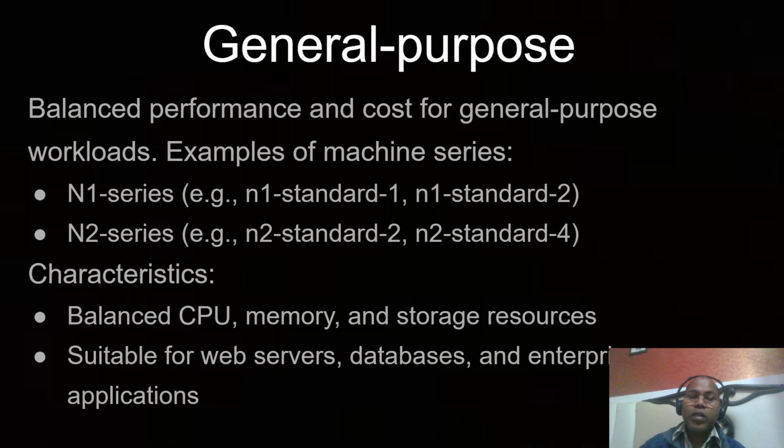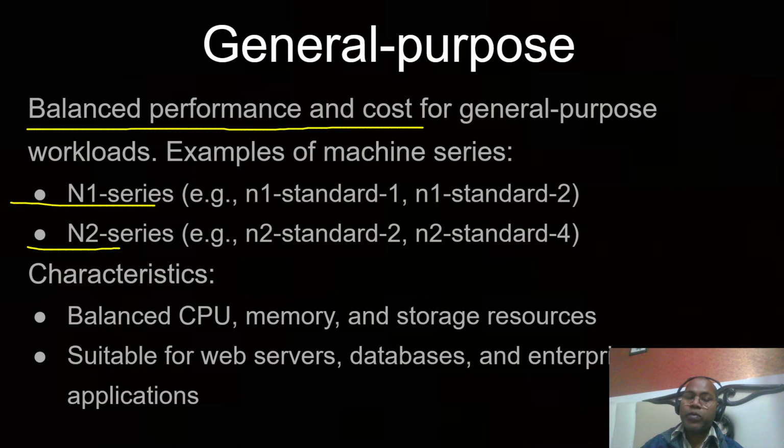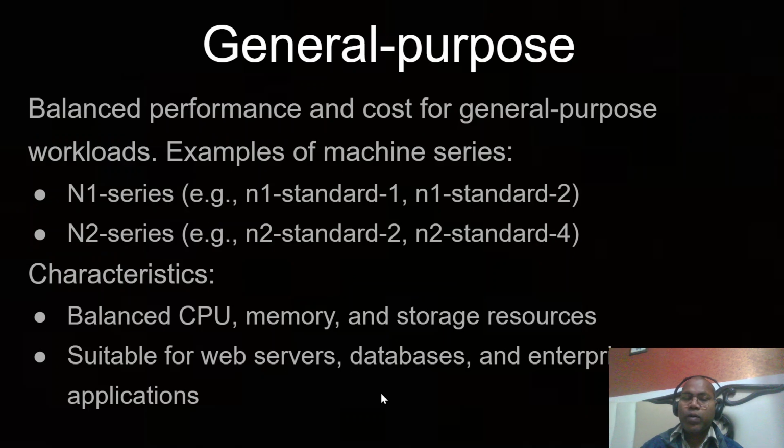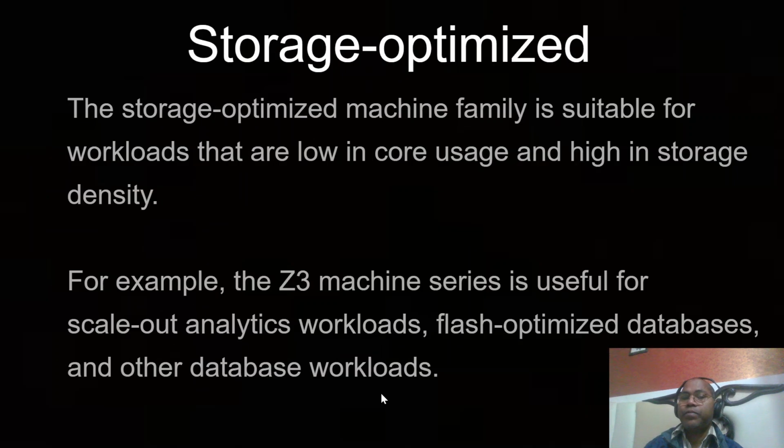So again, these are the general purpose machines. Generally, if you talk about the N1 series or N2 series, they balance performance and cost for general purpose machines. Balance means balanced CPU, memory and storage, suitable for web servers, databases, and enterprise applications. Whatever the general purpose machine is suited for, it covers many applications with the help of optimized cost.